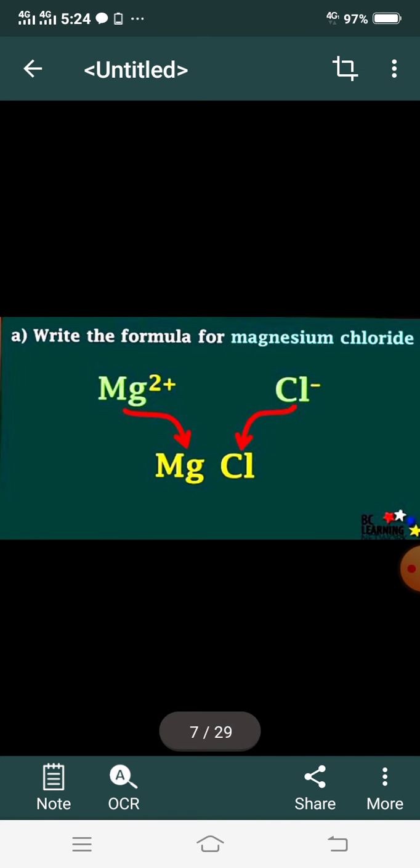Now, by crossover, what it means is that we have to change the charge of magnesium and chlorine with each other, or in simple words we can say that we interchange the charge of both ions. And how do we write it? We write the charge of both ions as a subscript. So magnesium has two positive.